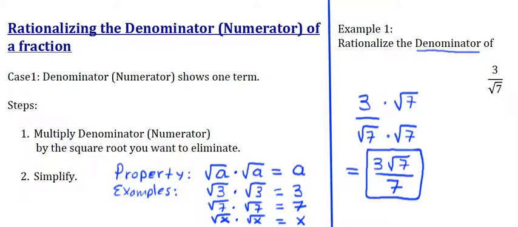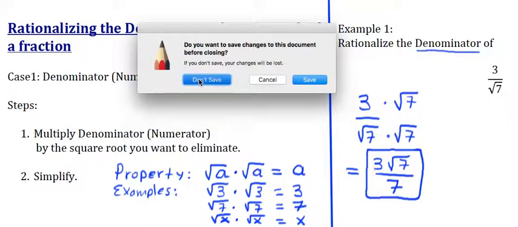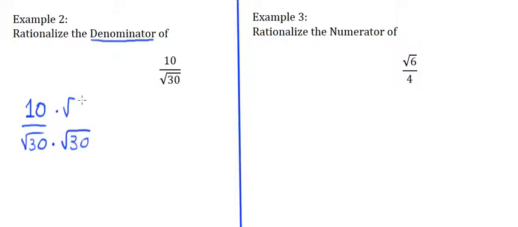Good. So let's go to the next example. Example number 2 says rationalize the denominator of 10 over the square root of 30. Again, let's follow the steps. We are rationalizing the denominator, so we multiply numerator and denominator by the square root of 30, right? Step number 1.